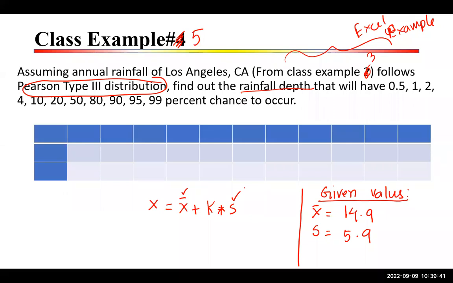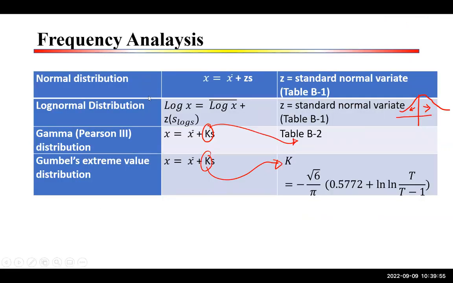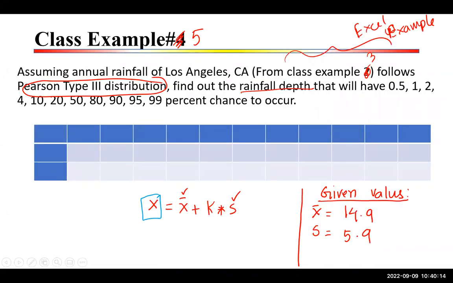Now we need to find this one. What else do we need actually? The k value, right? Now for knowing the k value, we need to know what type of distribution we have. Do we know the distribution type for the Los Angeles data? The Pearson gamma or Pearson type 3 distribution, right? So from where can we get the k value? Table B2.